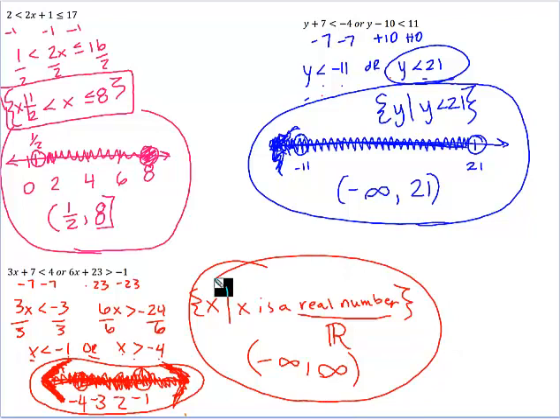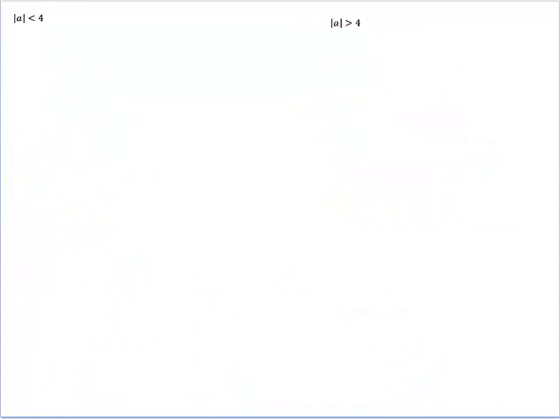Okay? So those last two examples were kind of special things that can happen with ORs. So let's talk about some absolute values. Absolute values, depending on the sign that's next to it, is either going to be an and or an or. So absolute value of a is less than 4. This gives us two equations. A is less than 4 and negative a is less than 4.